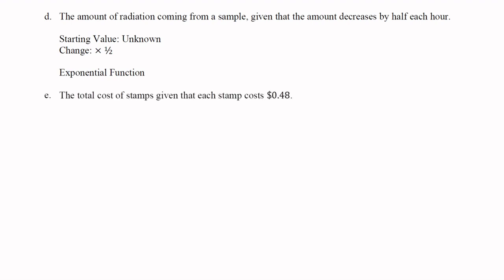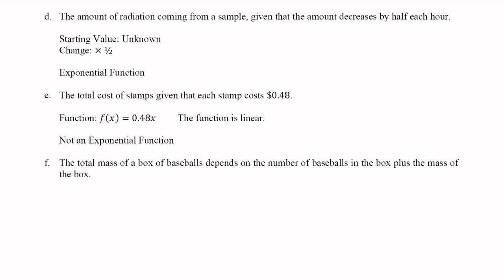The total cost of stamps, given that each stamp costs 48 cents. Each stamp that you add is going to be another 48 cents. So the function is linear, so it's not an exponential function. The total mass of a box of baseballs depends on the number of baseballs in the box plus the mass of the box. We can write a function for this. The starting value is the mass of the box, but the change is going to be +1 for each baseball. So therefore, it is not exponential. It is linear.